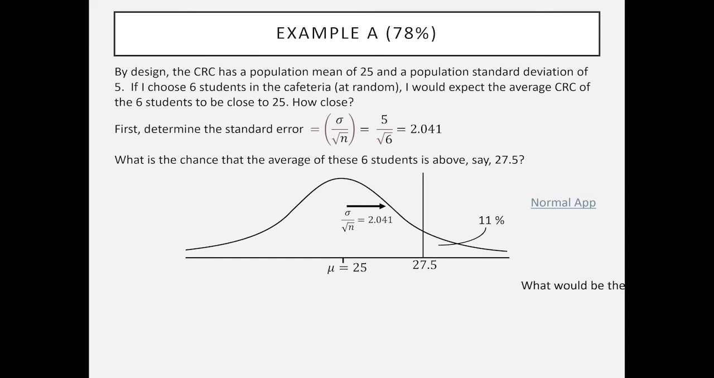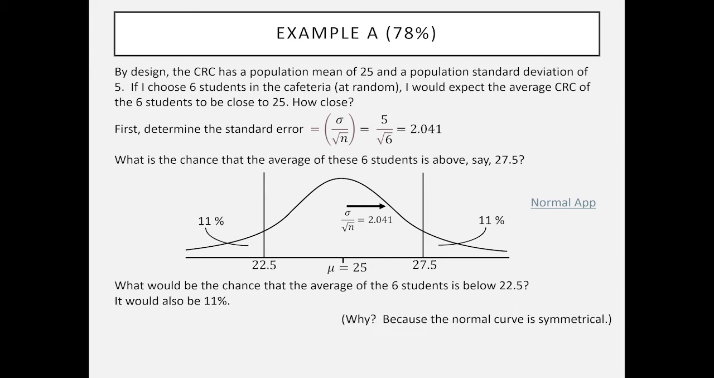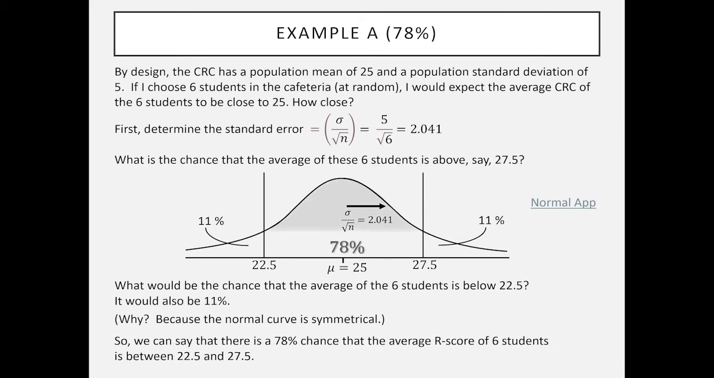So now what would be the chance that the average of the 6 students, the average R-score of the 6 students, is lower than 22.5? Well, we know that the normal curve is symmetrical, so it's going to be the same on the left-hand side. That's going to be 11% as well. Which means, too, that we could say that if I stop 6 students at random, calculate their average, we would expect that the mean of the average of the students should fall somewhere between 22.5 and 27.5. About a 78% chance of that happening. There would, of course, be like a 22% chance that it's higher than 27.5 or lower than 22.5.